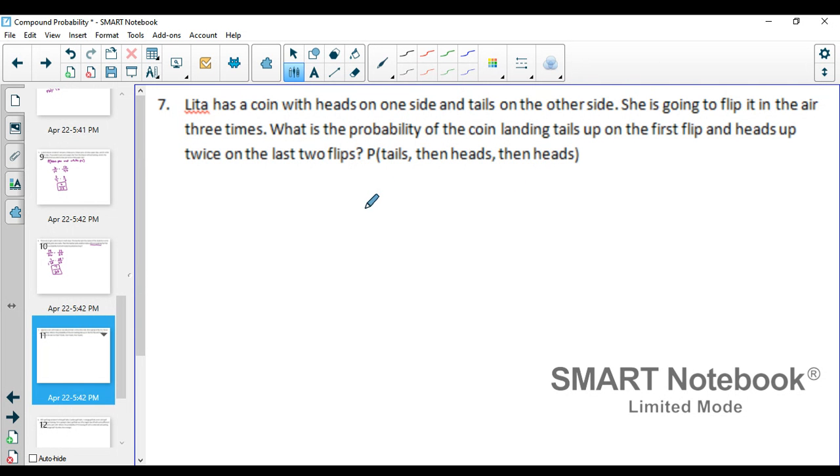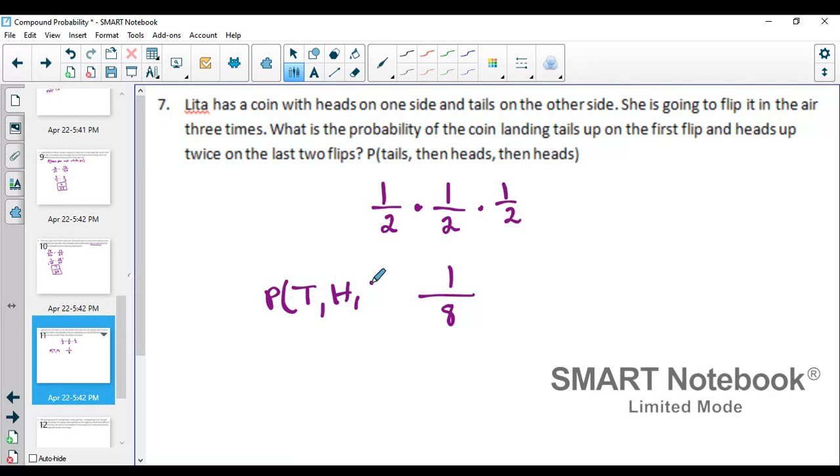So the probability of flipping a tails is 1/2. Probability of flipping a head, theoretically, yes, I know that there's weight involved in this and that in actuality it's not 1/2, but theoretically it is 1/2. Probability of landing on heads is also 1/2. So we have 2 1/2s, and then we're just going to multiply all these together. So 1 times 1 times 1 is 1. 2 times 2 is 4, times 2 again is 8. So the probability of getting a tail, heads, and then another heads is 1/8. So that is the probability that she's going to flip the coin in that combination.